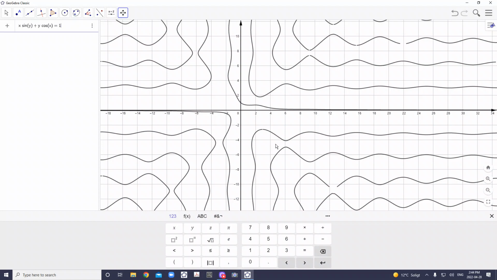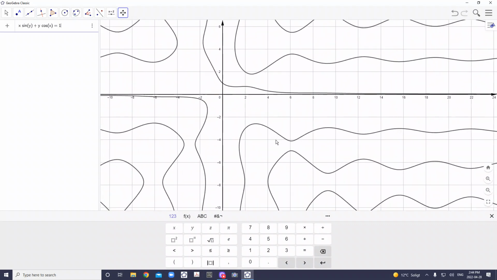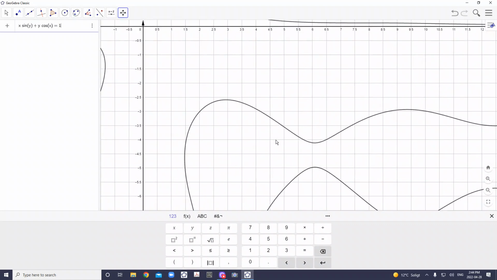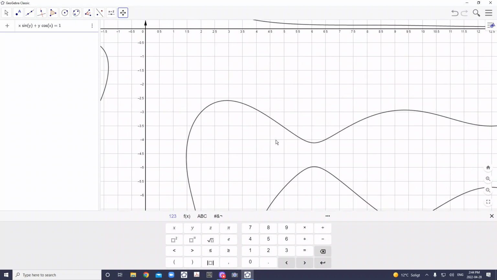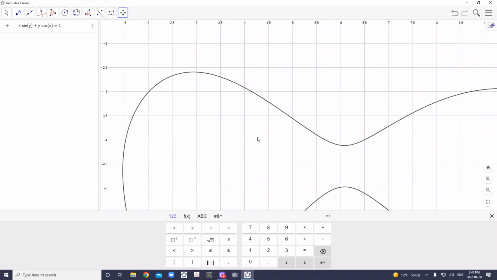Because somehow we should expect something like this, because sine and cosine are periodic functions. So somehow they will start repeating themselves. I was a little bit surprised when I saw this graph, first of all because I didn't see that part. It's very strange that this doesn't repeat itself, because sine and cosine are periodic functions, so the pattern should be more or less clear.